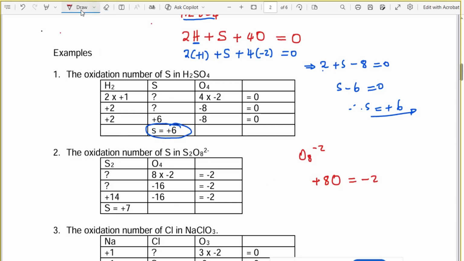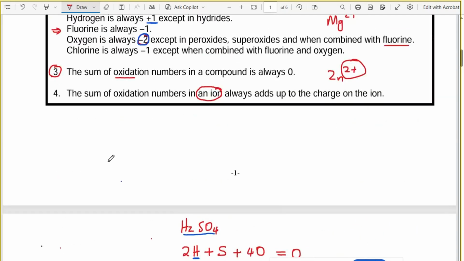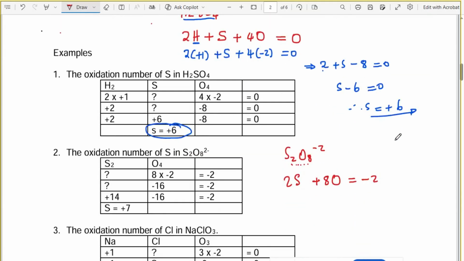This will be S2O8. So now we have 2 of sulfur plus 8 oxygens, and this is an ion because of the minus 2. So when we add these oxidation numbers, we should get the charge of the ion. This is law number 4. The sum of oxidation number in an ion always adds up to the charge of the ion. You understand that part, okay? Yes, sir. And we are looking for the oxidation number of S.